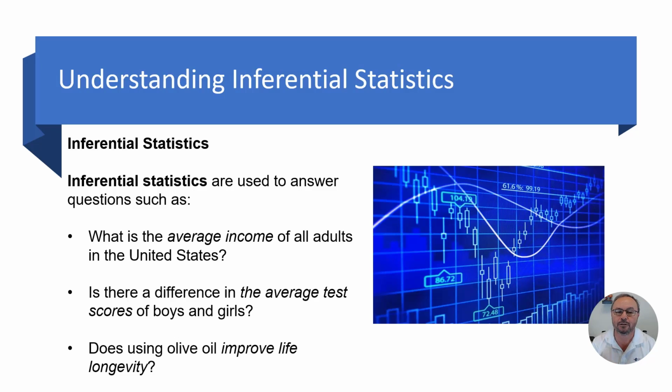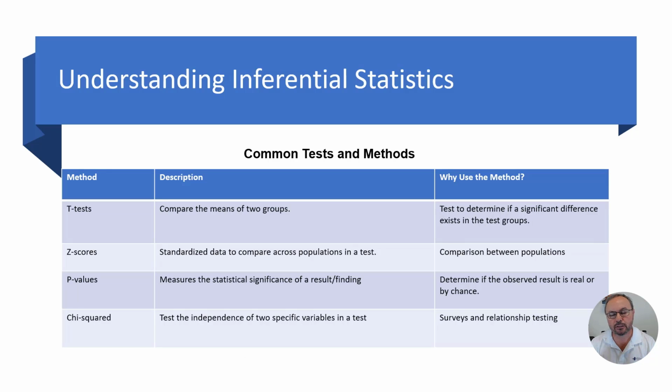So when we consider inferential statistics, we're going to use these to answer questions such as, what is the average income of all adults in the U.S.? Or what is the average test scores of boys and girls? Or does olive oil improve lifelong longevity? These are questions we could ask and get answers to using what? Inferential statistics. So some of the tests we could use are listed here. We have the t-test, z-scores, p-values, and chi-squared.